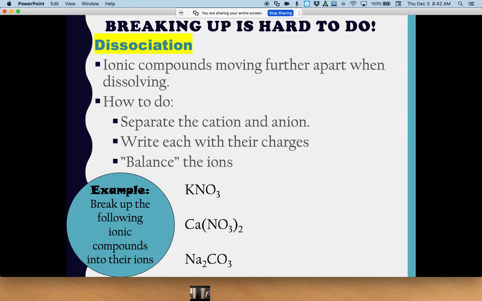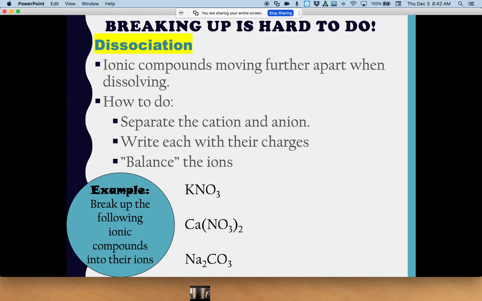NO3 is a polyatomic ion, so that's going to be ionic, that's going to be an electrolyte. And what you then have to do is, all right, show me how KNO3, potassium nitrate, breaks up to make ions.